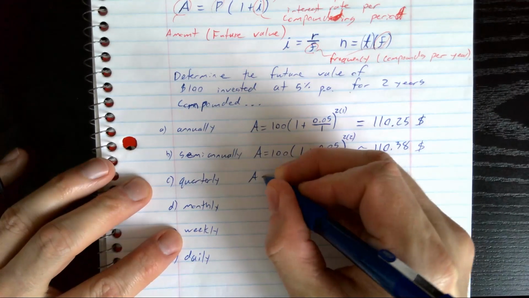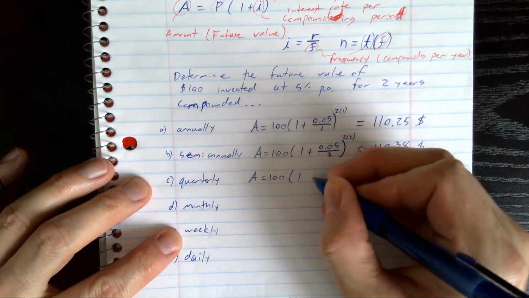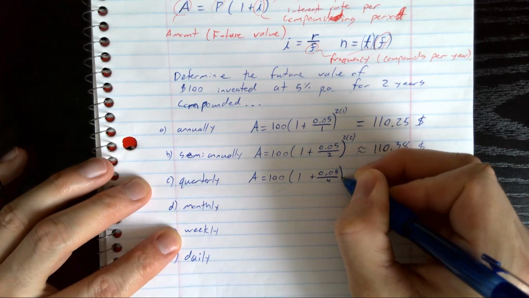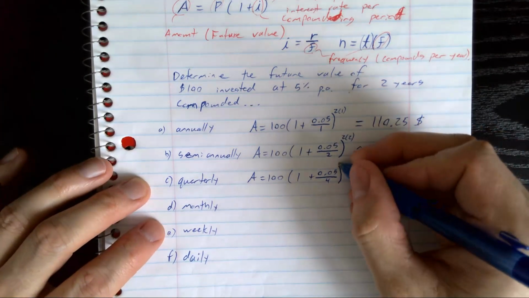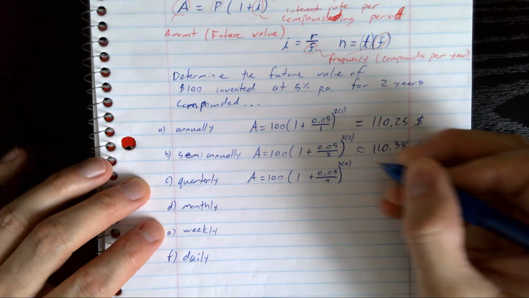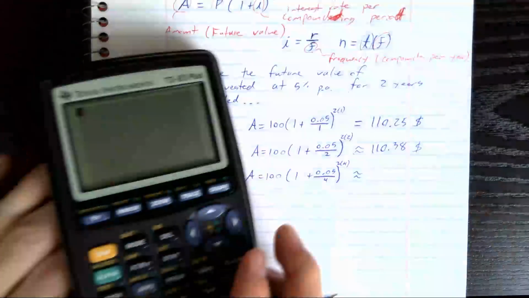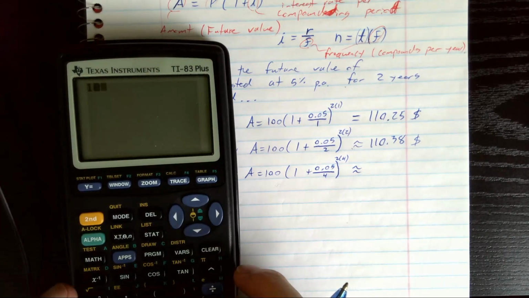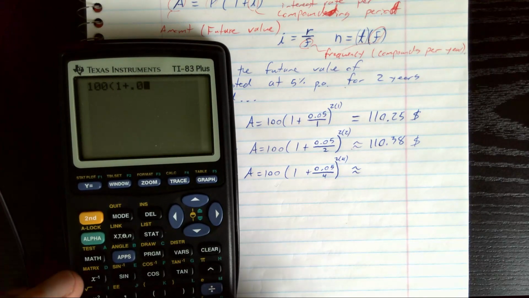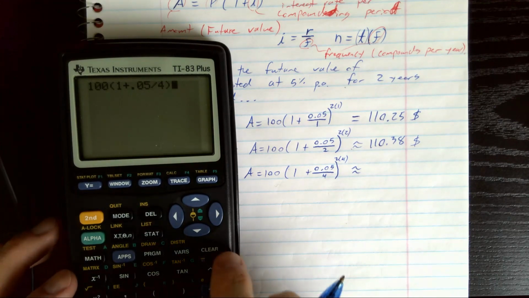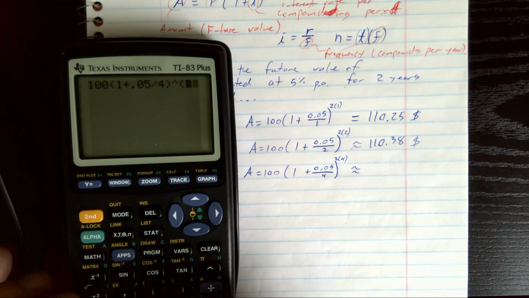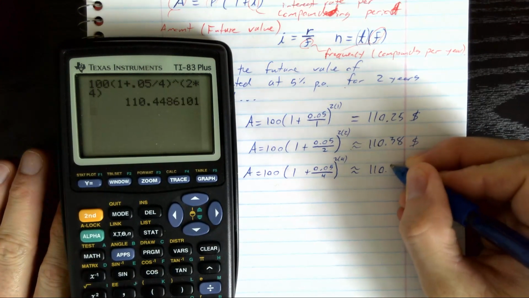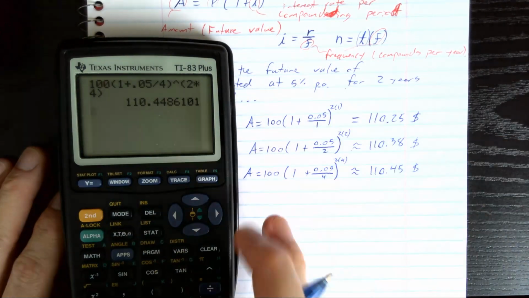Quarterly, our interest rate is now going to be 1/4 of what was advertised. So we're getting less interest, but more often. Let's do investing for 2 years, 4 times a year. Let's try a different combination of buttons for the calculator. I'm going to go left to right, and then use brackets for my exponent. 100 bracket 1 plus 0.05 divided by 4, close my bracket to the exponent, bracket 2 times 4, just in case I don't know what 2 times 4 is. $110.45.